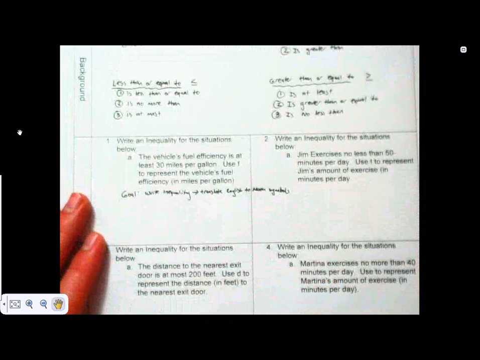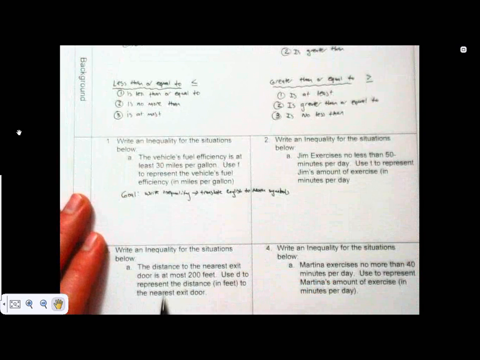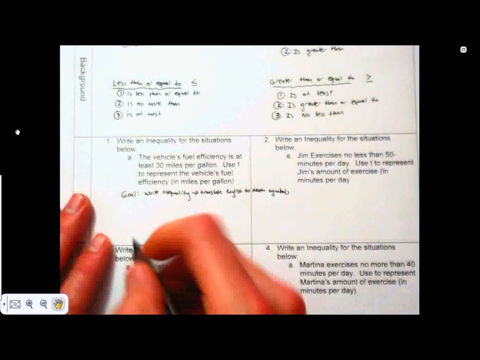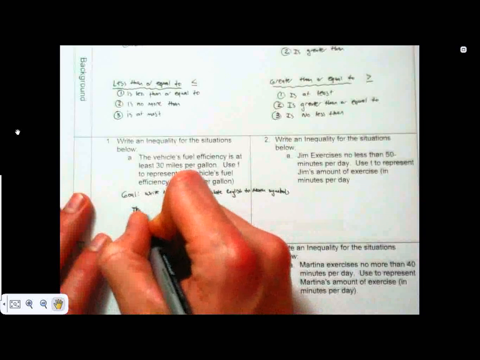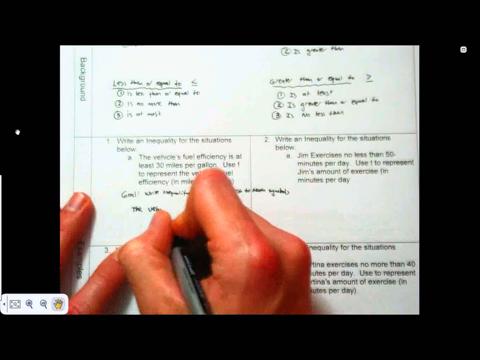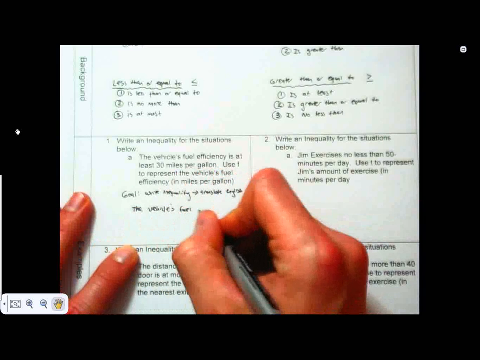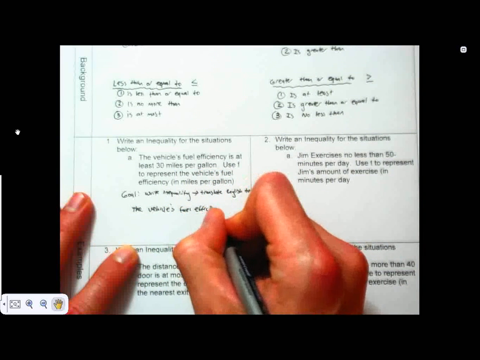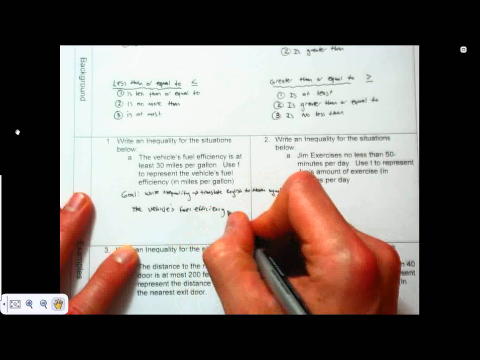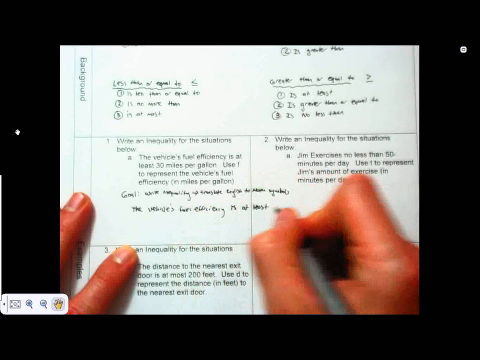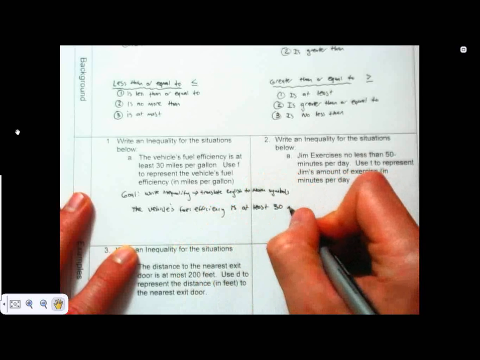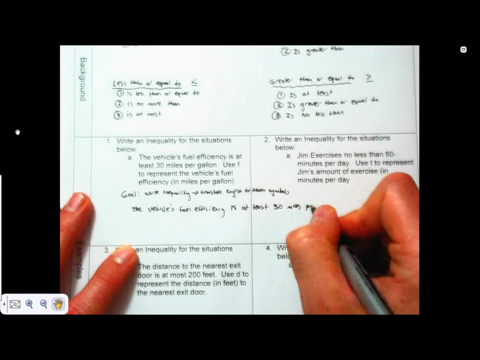So I'm going to do something that I did actually in the previous problems that involve translations. I'm going to rewrite the sentence so it's on one line. So it says the vehicle's fuel efficiency is at least 30 miles per gallon.